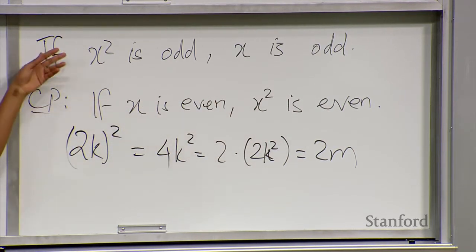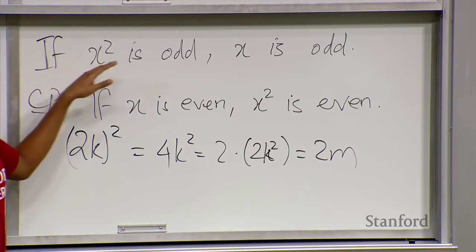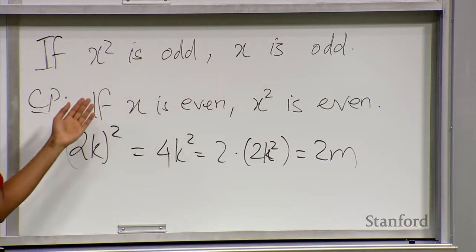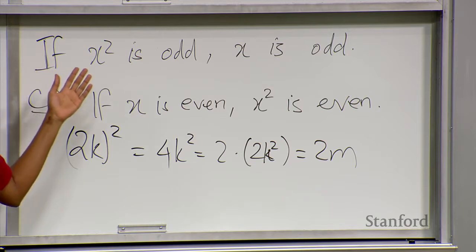And this is the contrapositive of the original statement, which says that if x squared is odd, x is odd. So since we have proved the contrapositive, the original statement also holds true.